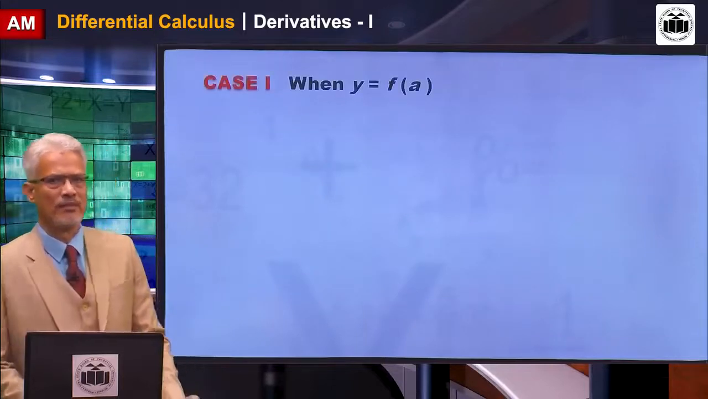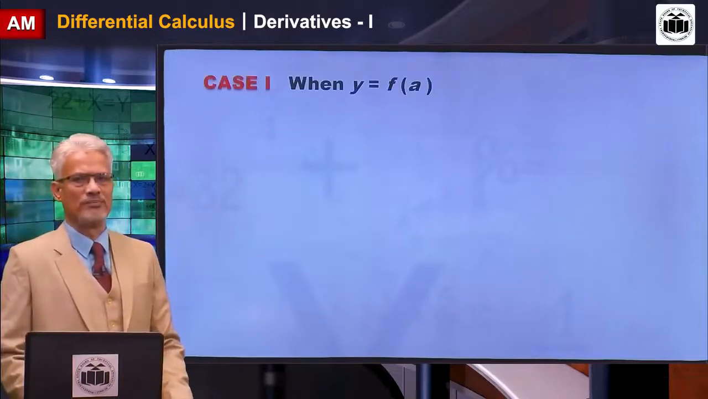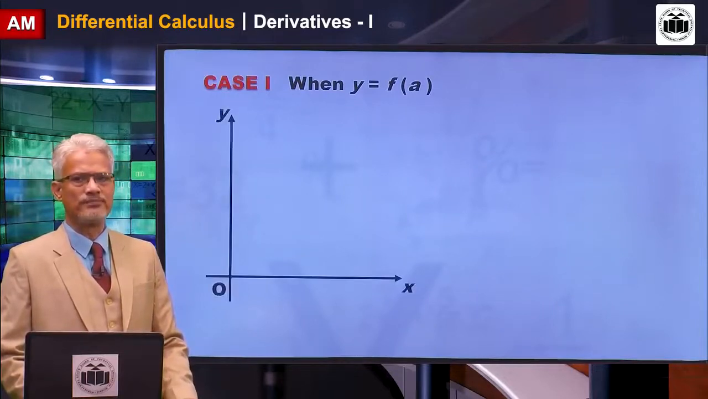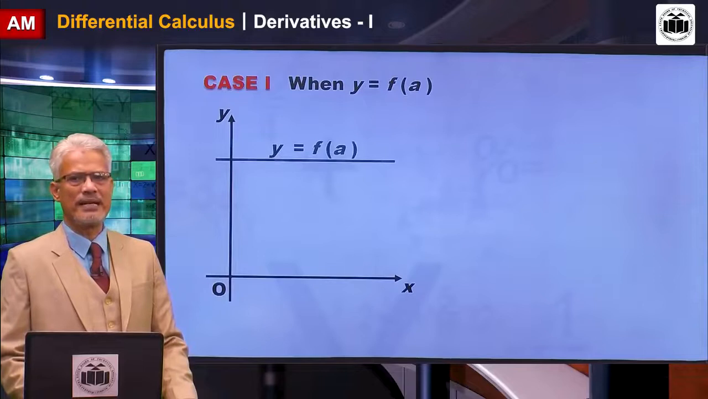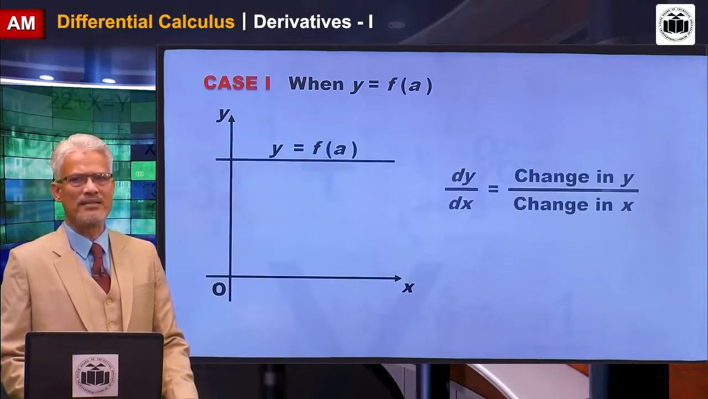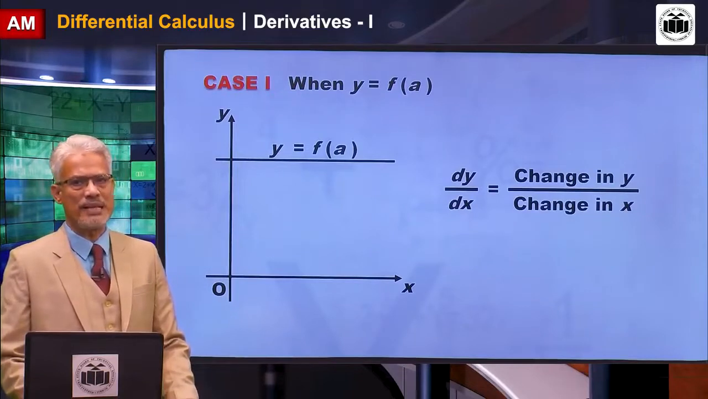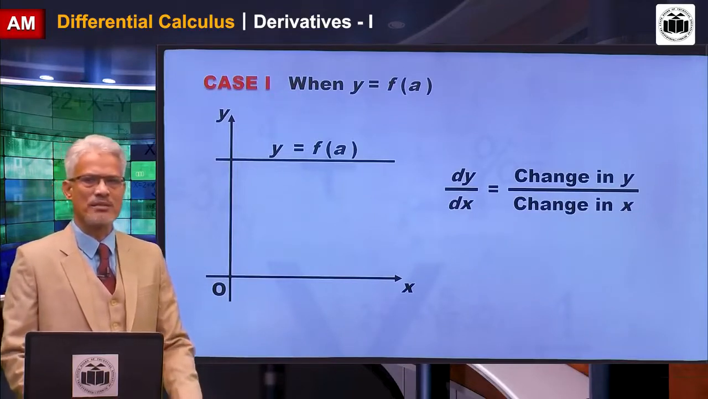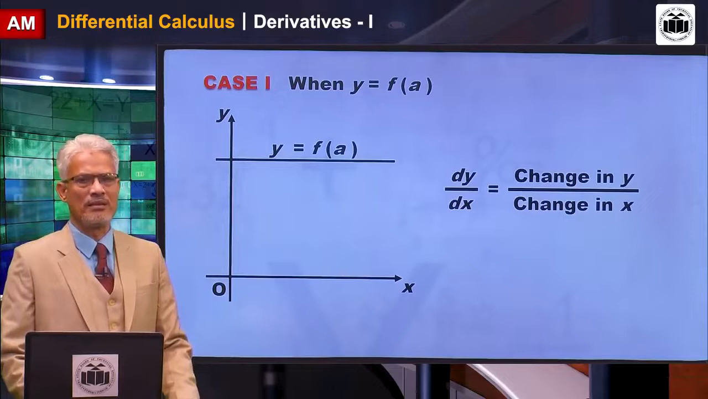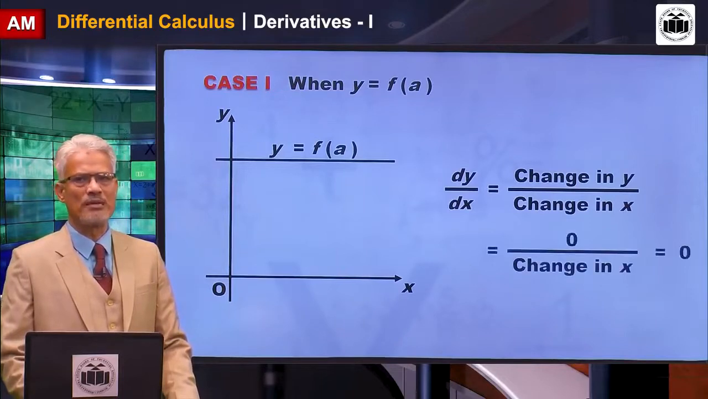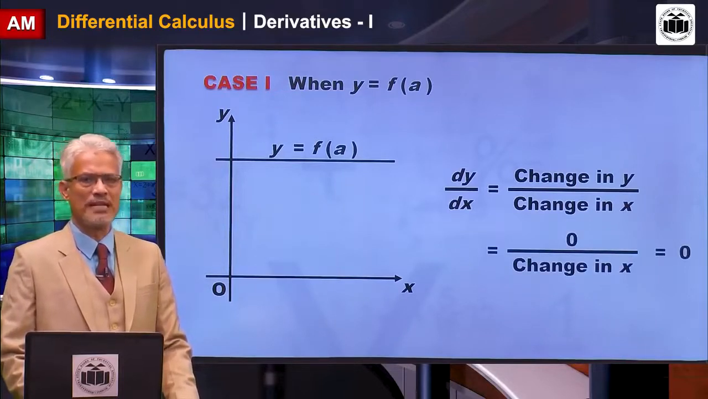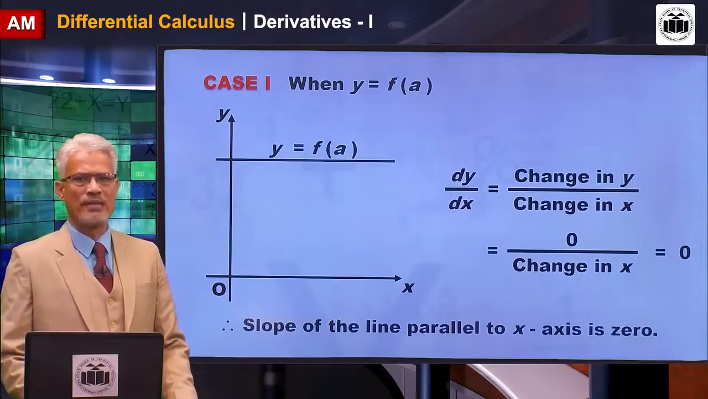Case 1, when y is equal to f(a), that means the value of y is constant, then we will get a straight line which is parallel to the x-axis. Therefore, dy upon dx is equal to change in y upon change in x. You see, y is constant, thereby there is no change in y. Therefore, change in y is equal to 0 upon change in x, which is 0. That means slope of the line parallel to the x-axis is always 0.